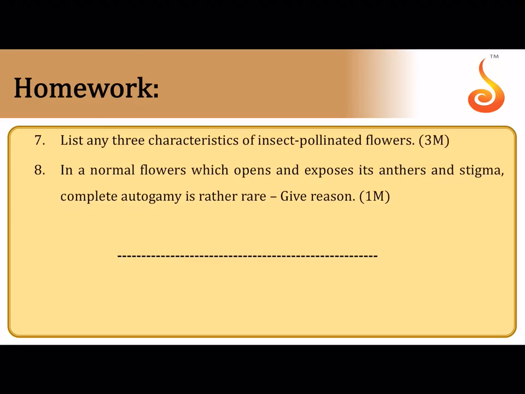Characteristics of wind pollinated flowers. Characteristics of insect pollinated flowers. In normal flowers which open and expose their anther and stigma, complete self pollination or autogamy is rare because you have to think about the obvious reason. The answer lies in the fact that the anther and the stigma are exposed. When the anther and the stigma are exposed, why is complete self pollination rather rare? So think about it, you will get the answer.